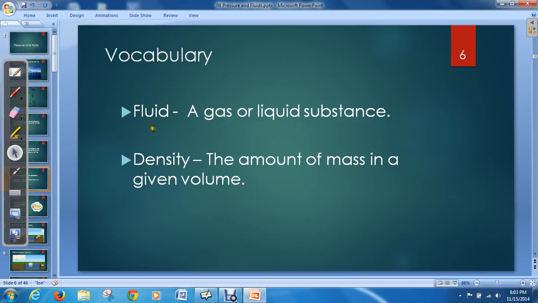So you're going to want to know this word. And then also density, the amount of mass in a given volume.